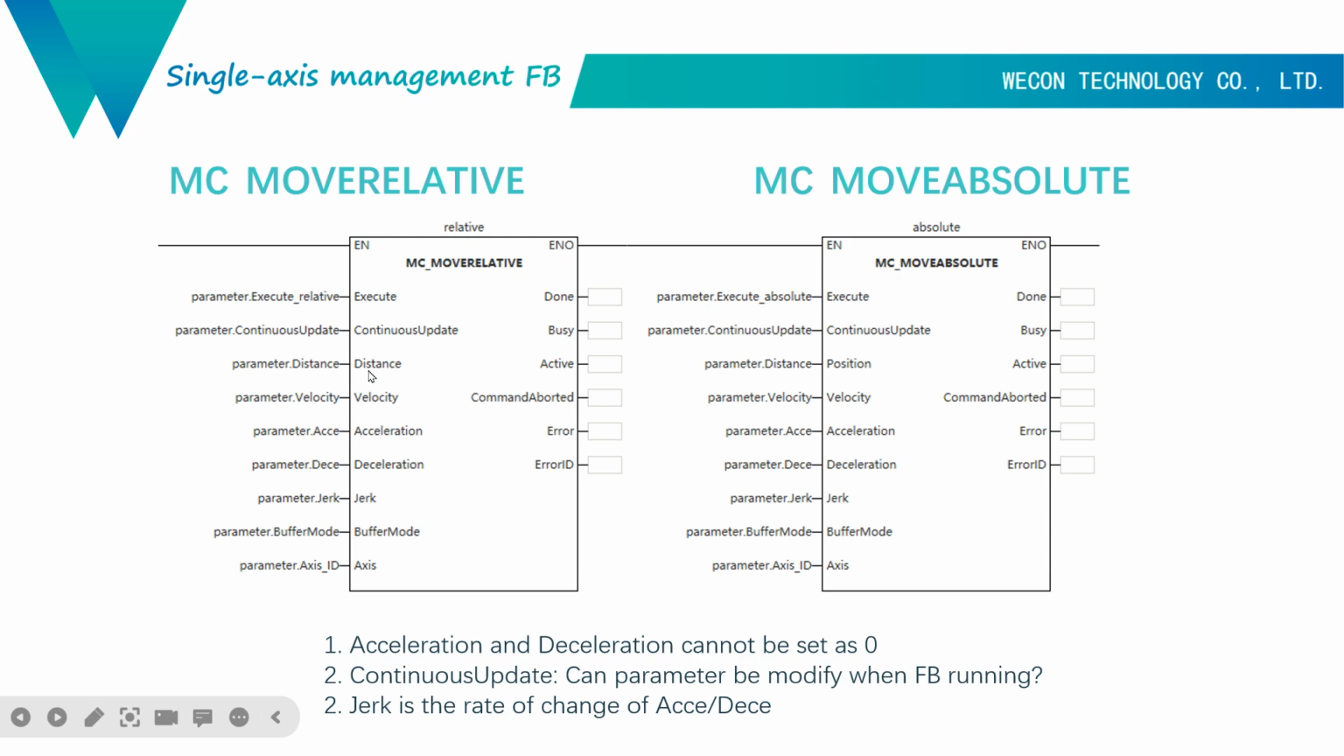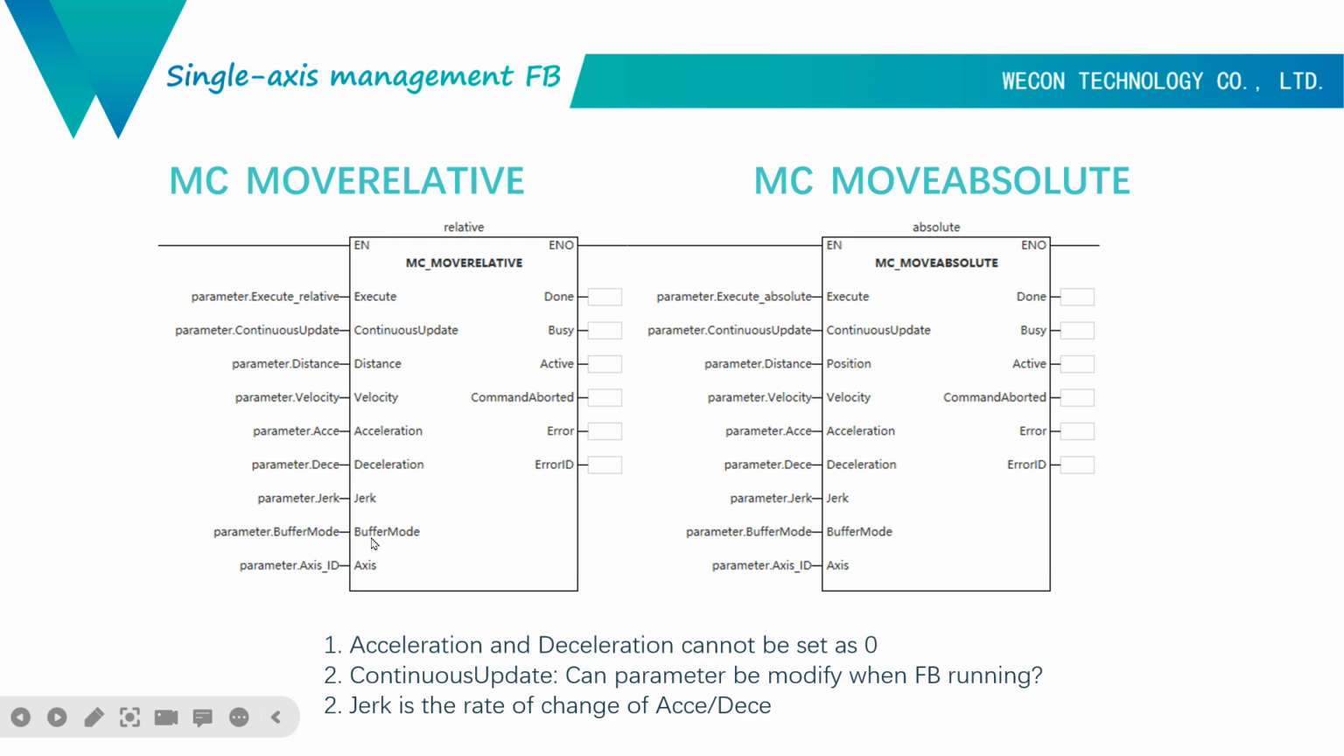Okay. Distance is our relative position, and this is our speed, acceleration and deceleration. This jerk means the rate of change of our acceleration and deceleration. Okay. And the axis ID is used to bind our axis.